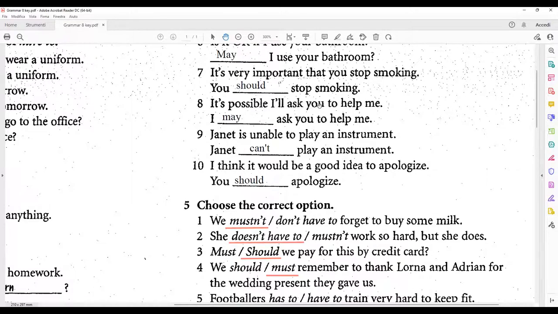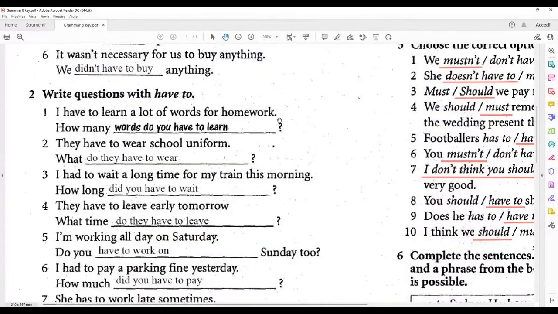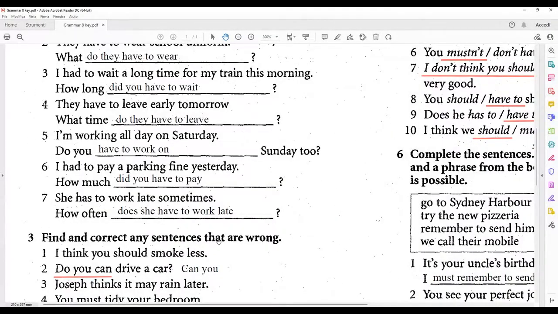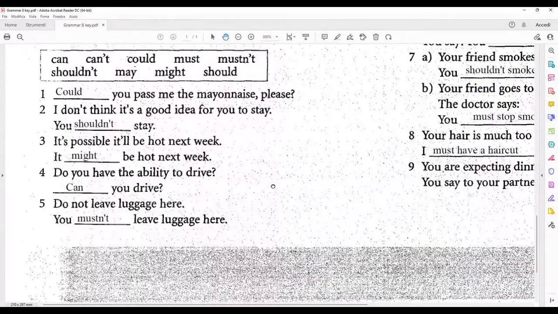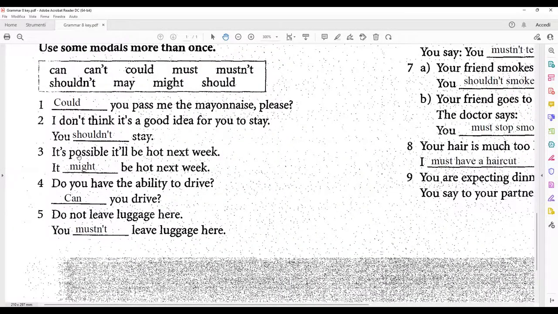It's possible I'll ask you to help me. It's possibility, may, right? I may ask you to help me. So a possibility may, remember, if we look at number 3, it's possible it will be hot next week. So it's another possibility, right? It's possible it will be hot next week, but we said it might be hot next week.